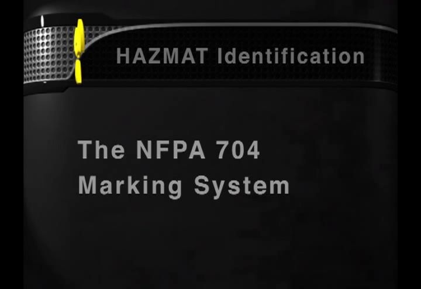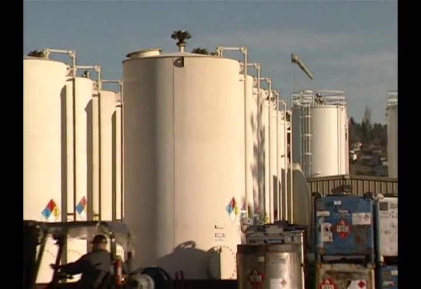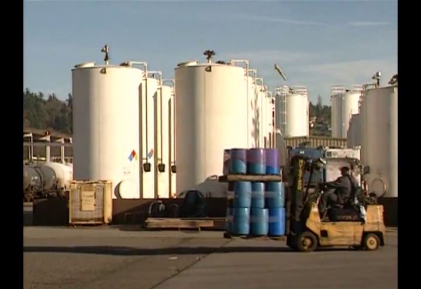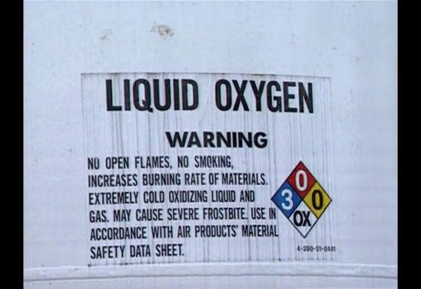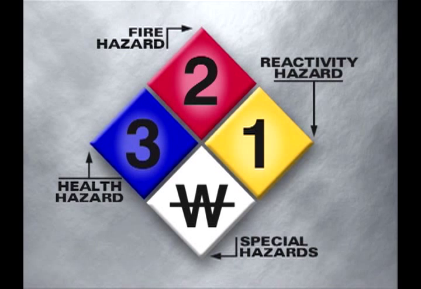When hazardous materials are stored or used at an occupancy, one of the most common identification systems is the NFPA 704 marking system. The NFPA 704 placards are diamond-shaped squares, similar to the DOT placard system. But within the square, there are 4 smaller squares that indicate the level of 4 different types of hazards. A level of hazard is indicated by the numbers 0 to 4, with 4 being the most hazardous.